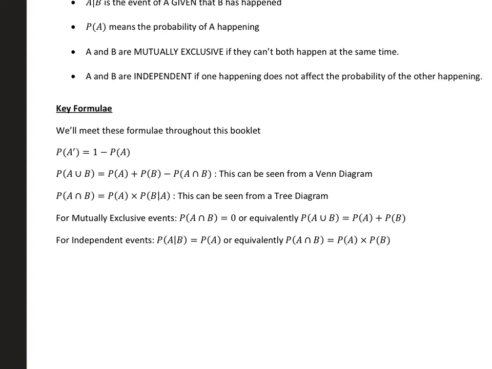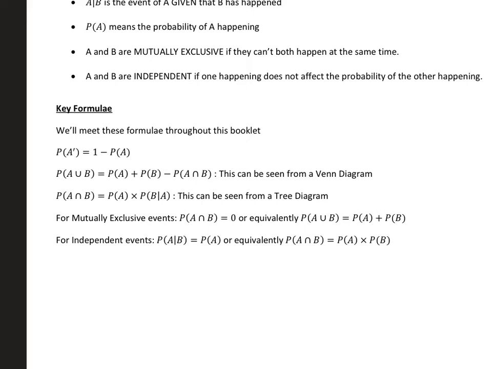And throughout this booklet, you'll meet some of these formulas. Well, the first one you'll hopefully know already. The probability of not A happening is 1 minus the probability of A happening, because probability has to add up to 1. The second one, probability of A or B happening, is the probability of A plus the probability of B, take away the probability of A and B happening. So when we get onto Venn diagrams, you'll be able to see that clearly. Probability of A and B happening is the probability of A happening times the probability of B given that A is happening. And this can be seen when we look at tree diagrams.